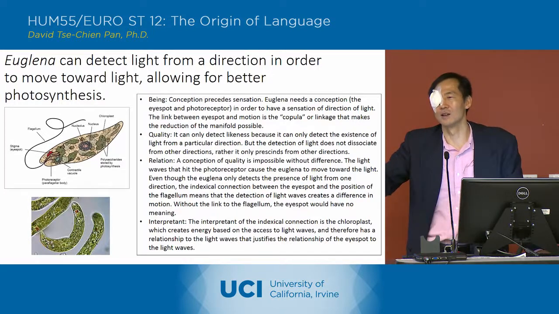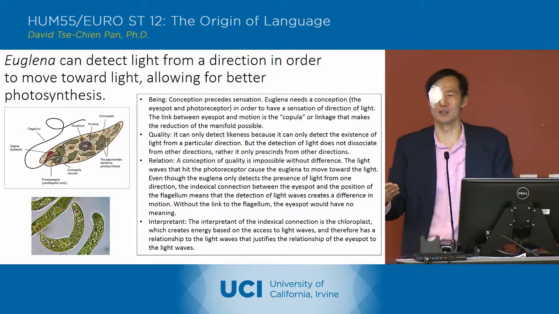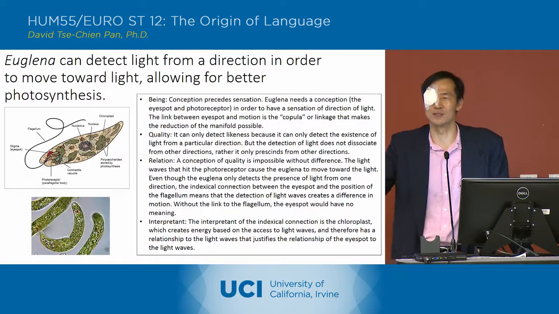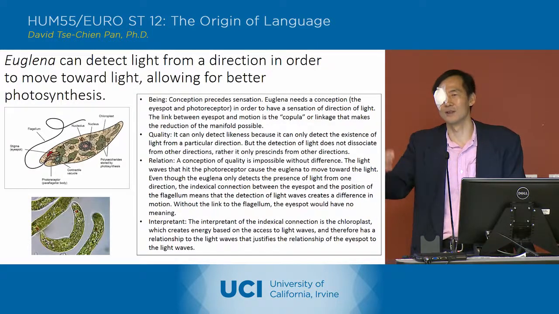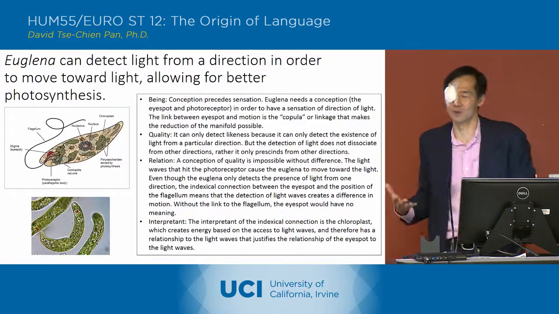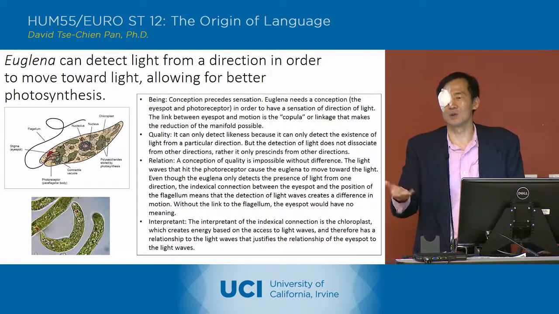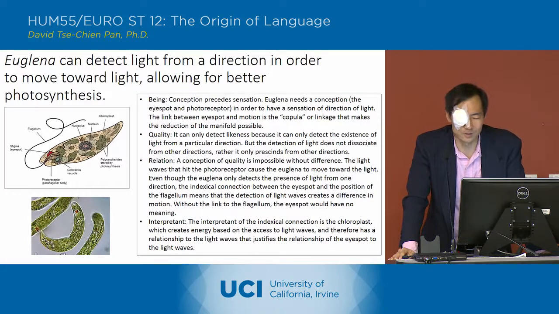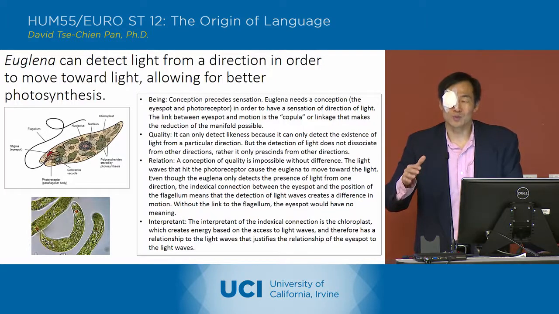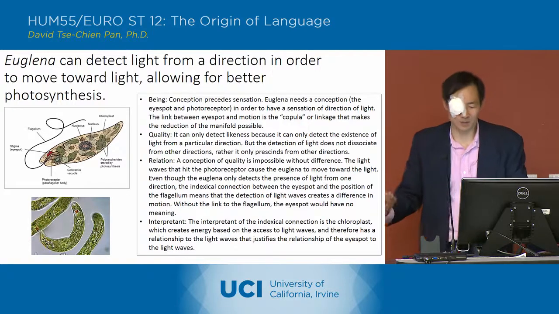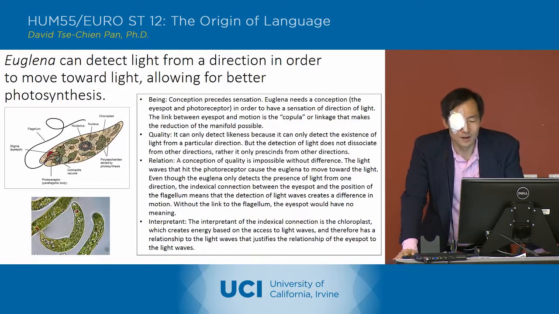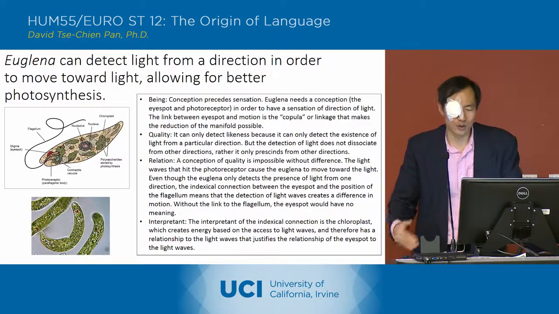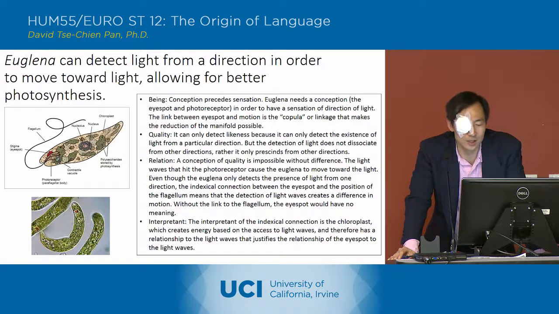But because it's detecting the one thing, there is the kind of on and off, so there is implicitly a difference in quality that it's detecting. Even though it's not really, you can't really talk about consciousness, it's not really detecting the other directions. It's just detecting the one direction, and by detecting one direction, you can differentiate one direction from all other directions. But in a sense, what it's only really able to detect is likeness, which is to say, it's only able to detect that one quality of light coming from that one direction. So even though there has to be a difference between that quality and other qualities in order for it to function, it's not really differentiating those two things. That's why it's really a likeness that it's able to perceive.